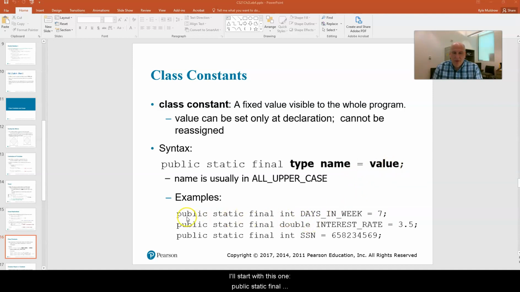I'll start with this one. Public static final int DAYS_IN_WEEK equals 7, since there are 7 days in a week. Now it is not required that you make your constants all capital letters, as you see here. However, it's a very common practice among programmers to make constants all capital letters. That way, we don't mistake them for variables and try to change their value.